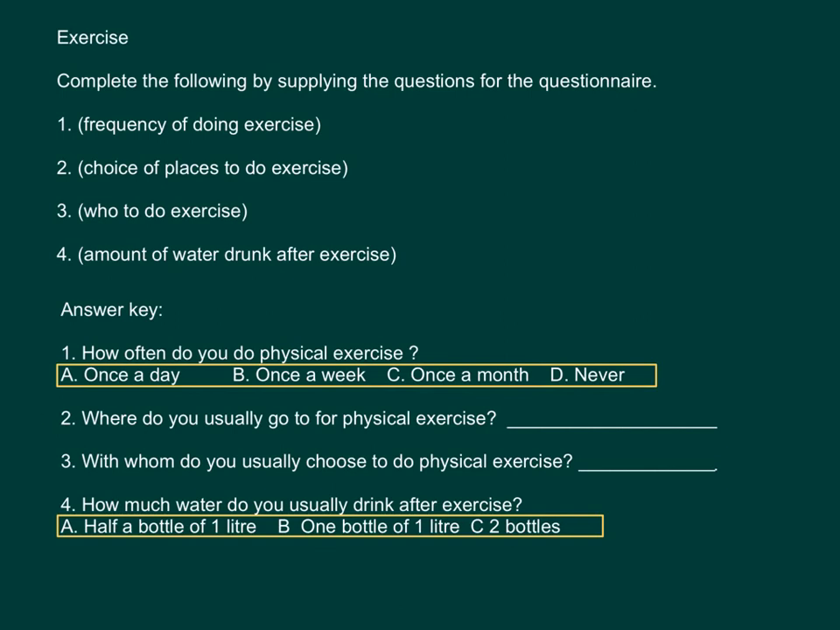Number 2. Where do you usually go for physical exercise? Number 3. With whom do you usually choose to do physical exercise? Number 4. How much water do you usually drink after exercise? A. Half a bottle of 1 liter. B. 1 bottle of 1 liter. C. 2 bottles.